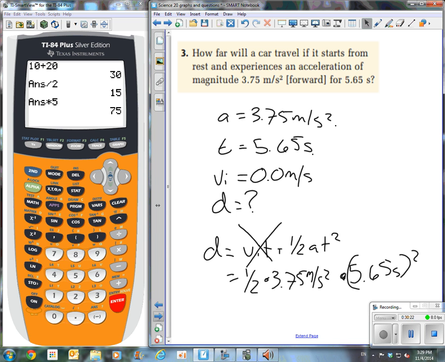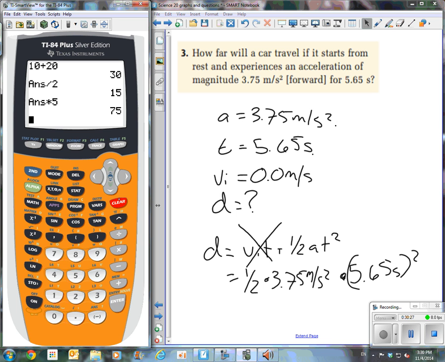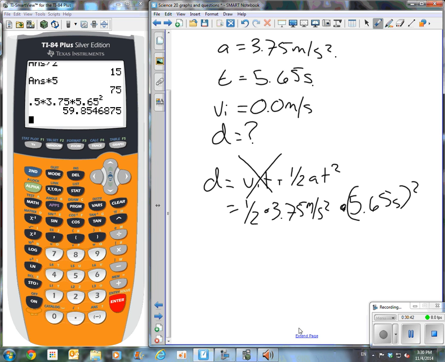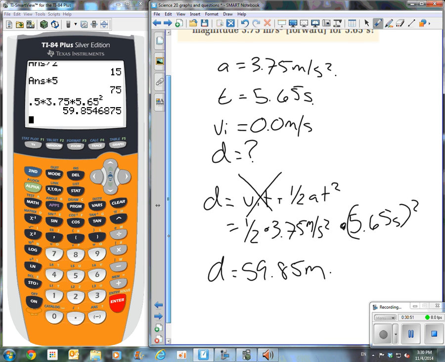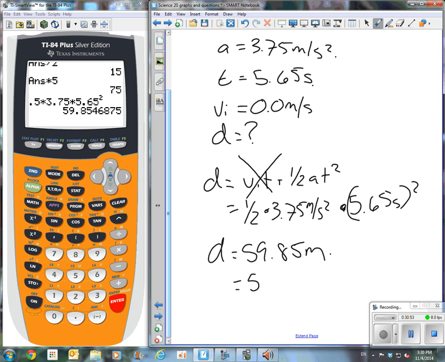All right, so here we go. I've got this calculation, so 0.5 times 3.75 times 5.65. We're going to square that last value, enter. We've got 59.85, so d equals 59.85 meters. I'm going to look at my significant figures here. I've got 3 significant figures, so this turns into 59.9 meters. All right, here we go.